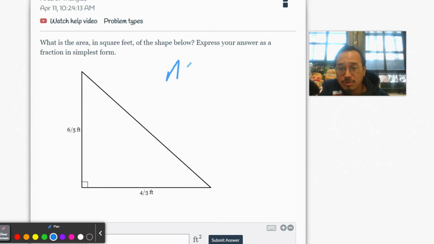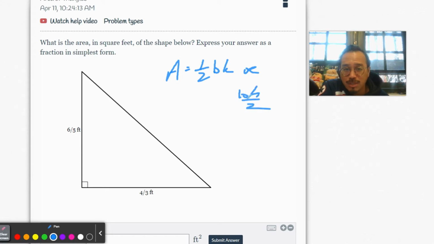Now, area of a triangle, right? Half of base times height, or base times height divided by 2. In this case, I think it's actually more convenient to do base times height divided by 2, okay? If you can't see my terrible, terrible handwriting. All right, base times height, so 6/5 times 4/3. Can't cross cancel, that's 2. So 2 times 4 is 8. 8 over 5, right? And then divided by 2.